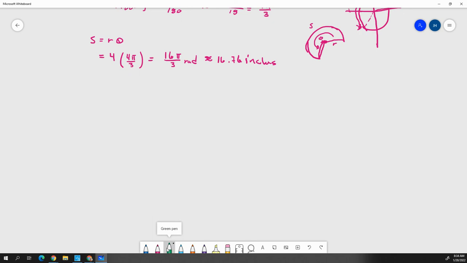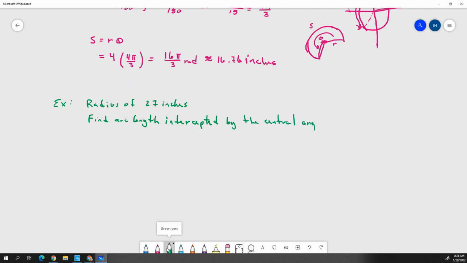Yeah? Okay. Let me do one more so that you have another example of the same thing. Say we have a radius of 27 inches. That's long. It's a big circle. We want to find the arc length intercepted by the central angle of 160 degrees.